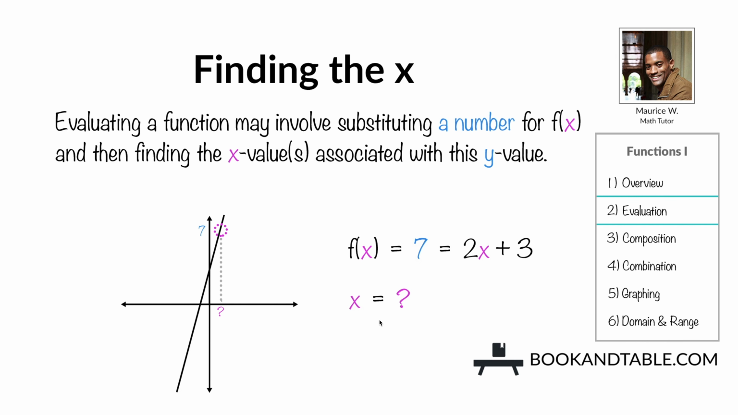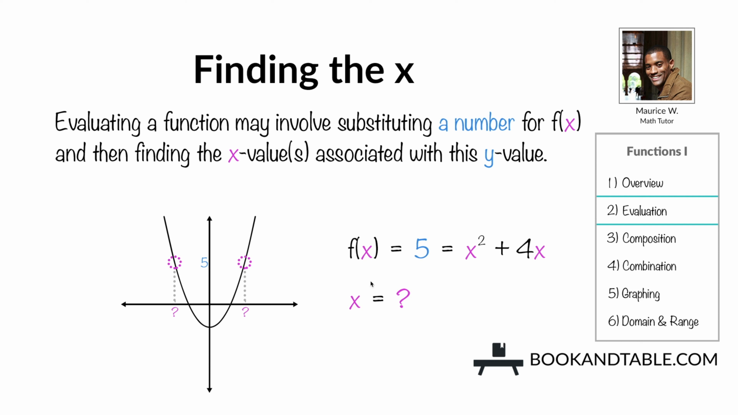Let's now discuss how you would go about finding the x for a function. Evaluating a function may involve substituting a number for f of x and then finding the x value or values associated with this number or y value. So let's say, for example, we had f of x is equal to 7. So we substitute f of x with 7. And that's equal to 2x plus 3. So what is the x for this case? This is the scenario we want to take a look at. So they're telling us the y value, and we're trying to find the x value associated with that y value for this particular function.